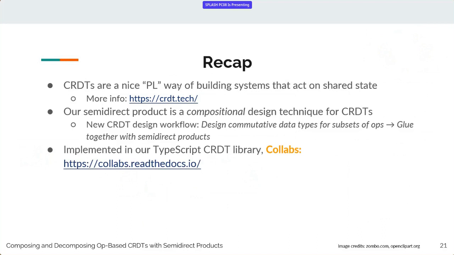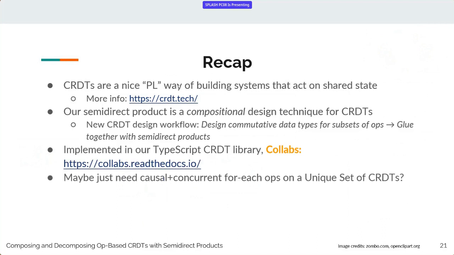We can implement this in our TypeScript library, Collabs, and on further reflection, maybe instead of the semidirect product, we really just need this unique set with its concurrent plus causal for-each operations.